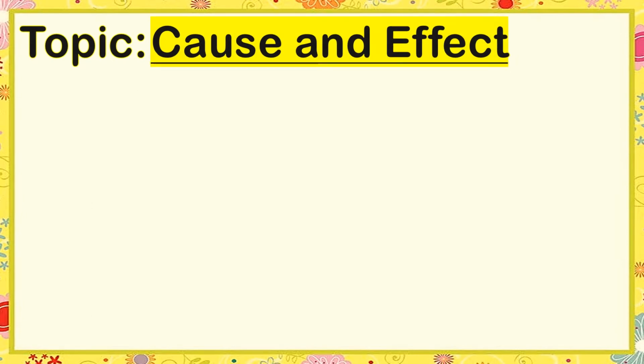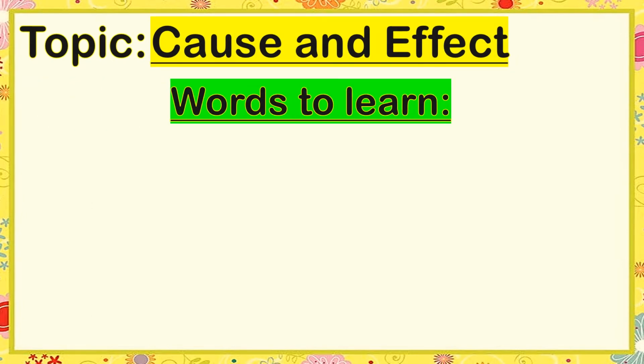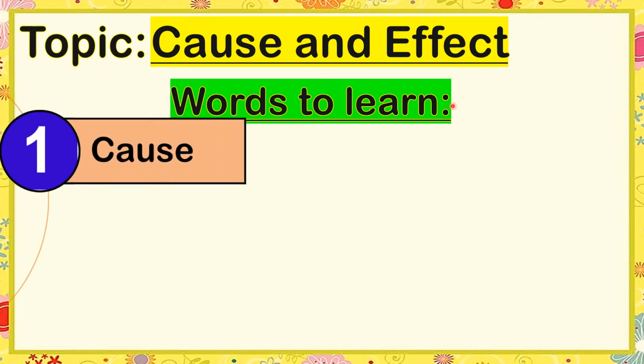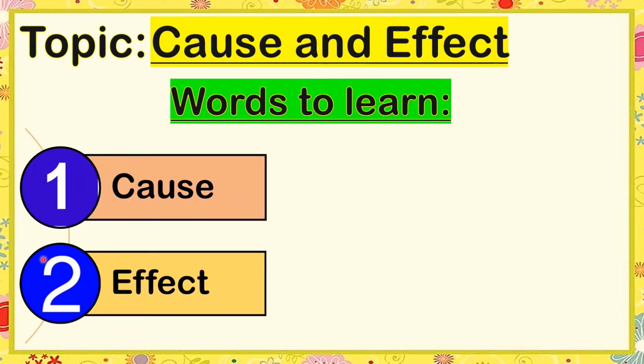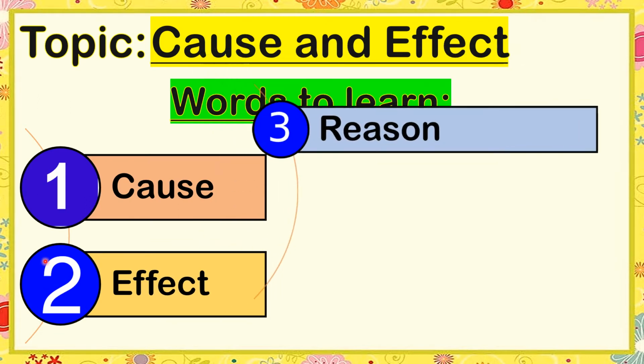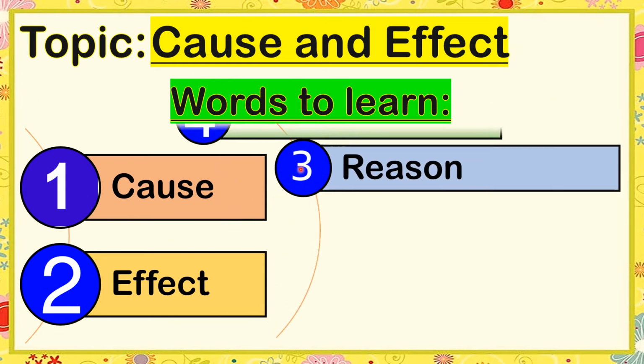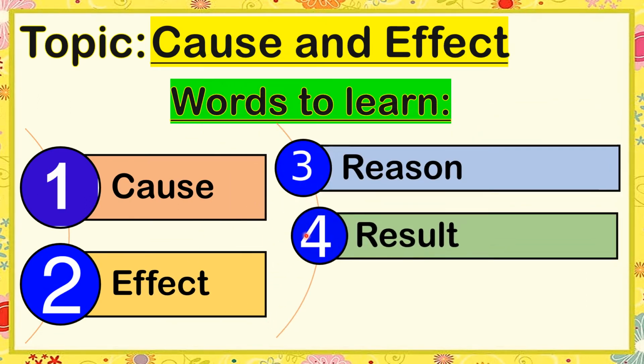So, our topic is about cause and effect. So before we discuss what is cause and what is effect, let us read the words that we will be encountering in our next slides. Please repeat after me so you can still practice your speaking skills and reading skills even if you're just at home. Number one, cause. Number two, effect. Number three, reason. Number four, result.